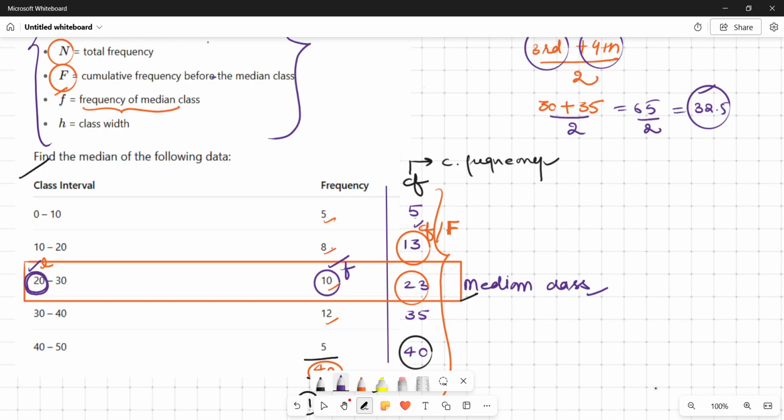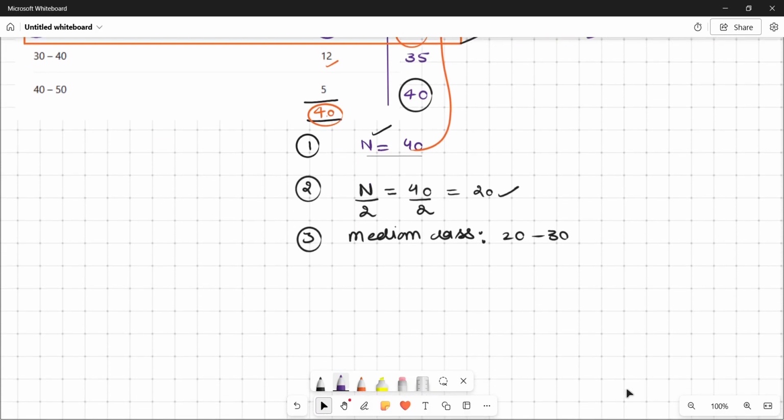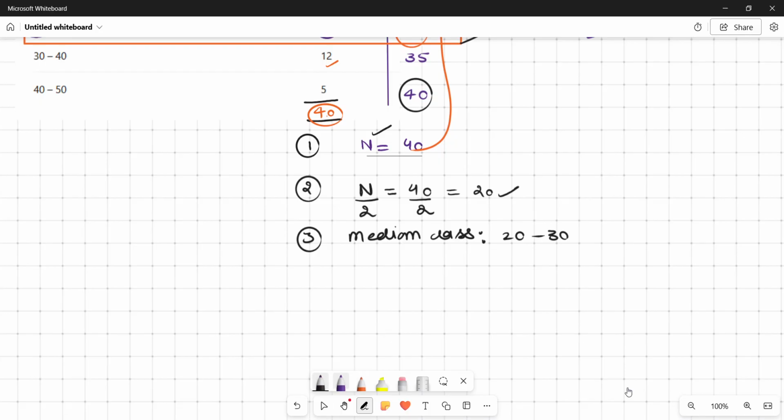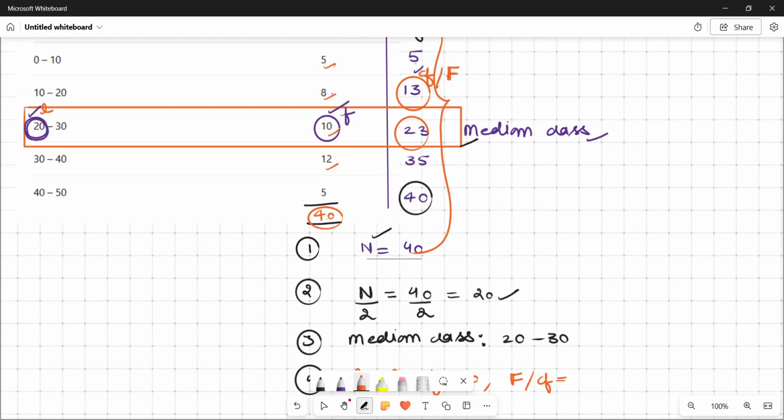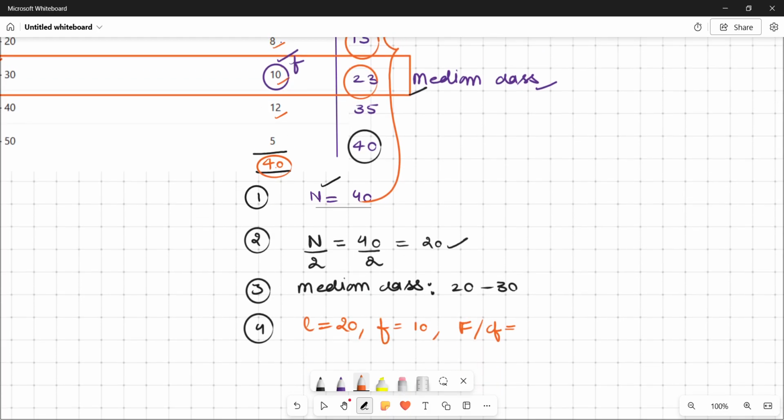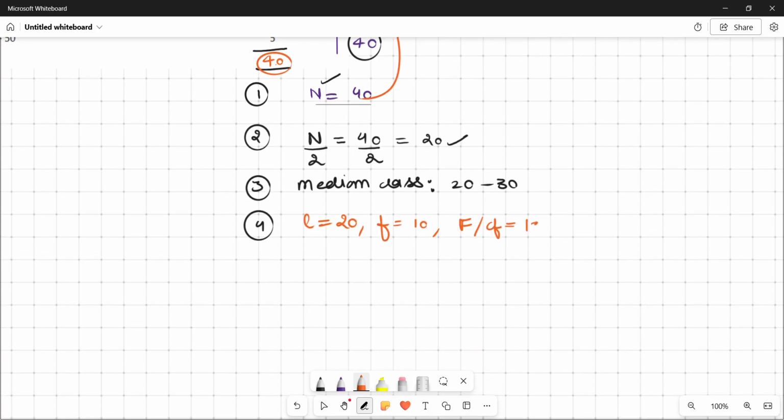Now what we have to do is just substitute the values, and we will get our final answer. Now we will write the values, and finally substitute them in the formula. In this question, our L is 20, small f, the frequency of the median class, is 10, and the capital F, or you can also write it as CF, is 13. Now we just have to apply the formula.